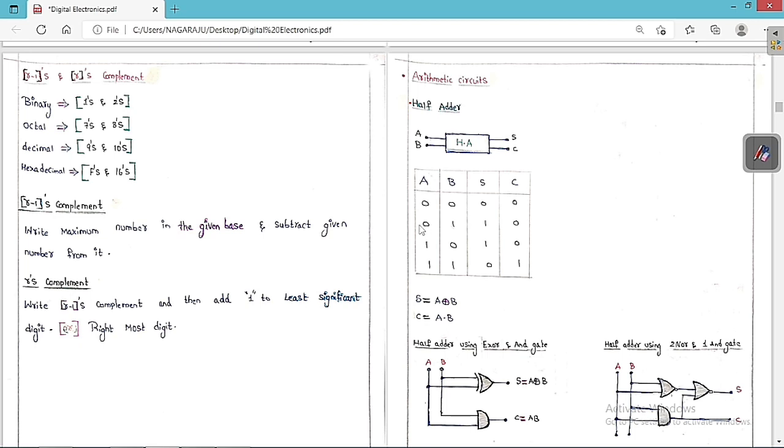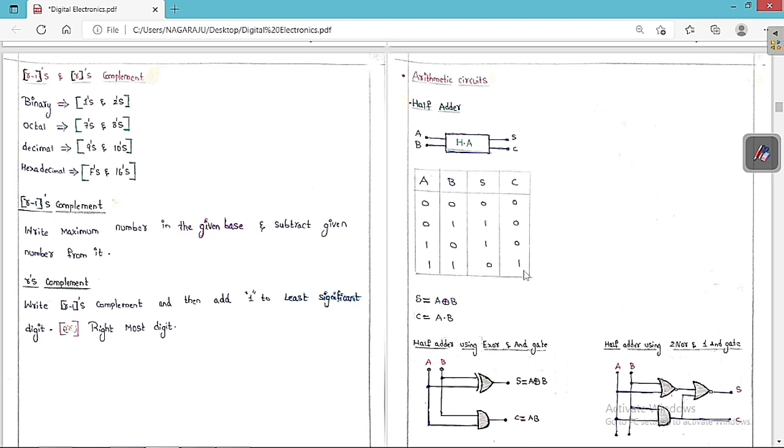So you can see clearly for this case and this case, the number of inputs are having an odd number of ones. So output is equal to 1. So S we can write in terms of the sum of product, SOP, which is A bar B plus A B bar, which is equal to A XOR B. Whereas C, you can see clearly this is equal to A into B.